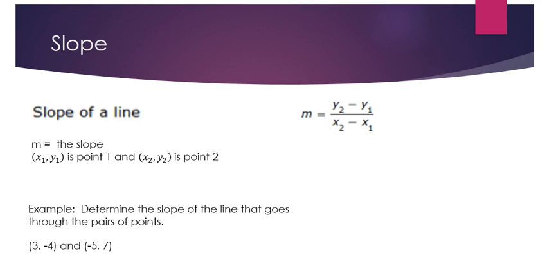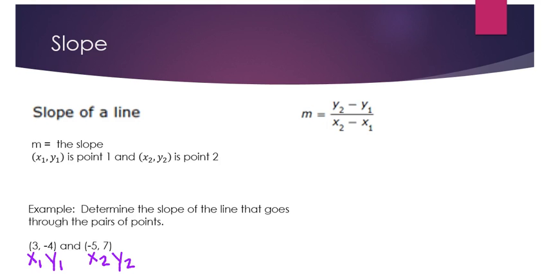So let's take a look at the example we have down here. Determine the slope of the line that goes through the pairs of points. So if we say this first one is x1, y1, and the second point is x2, y2.